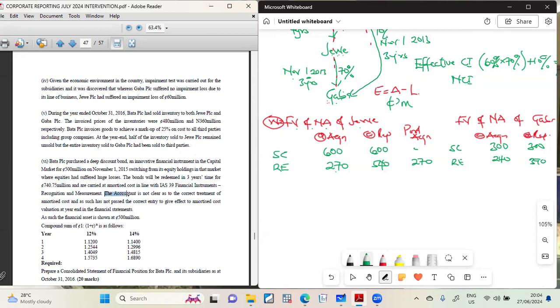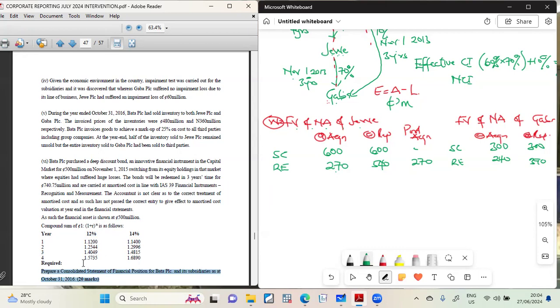The accountant is not clear as to the correct treatment of the amortized cost, and as such has not passed the correct entry to give the effect of the amortized cost valuation. As such, the financial asset is shown as 500. So we have two discount rates. The question is, which discount rate are you going to be using? Then you have been asked to prepare this.